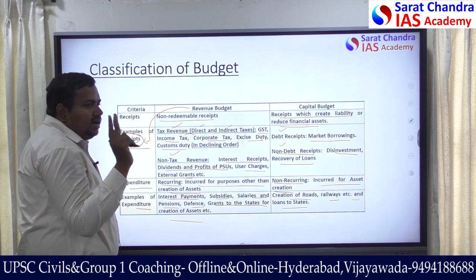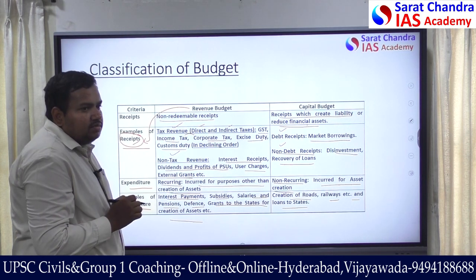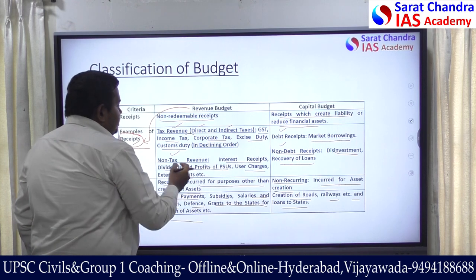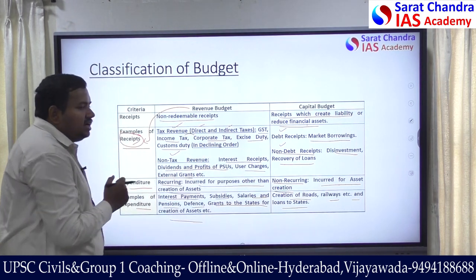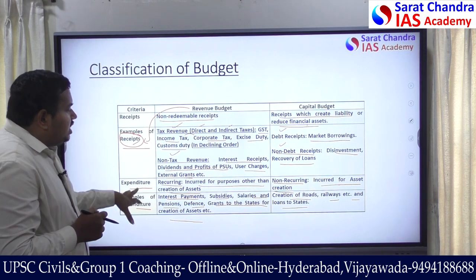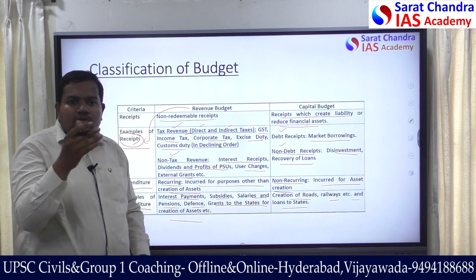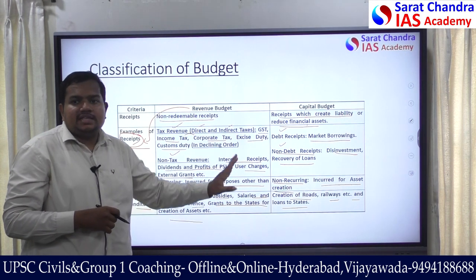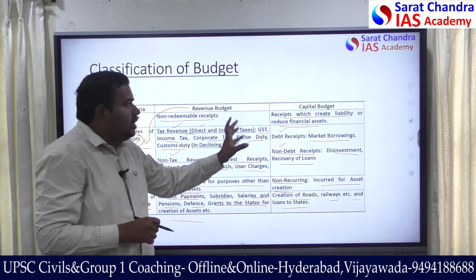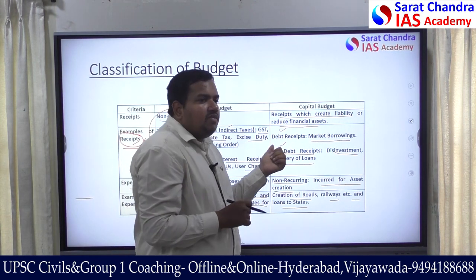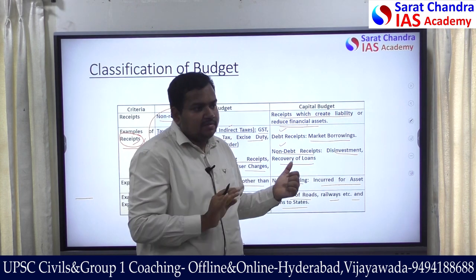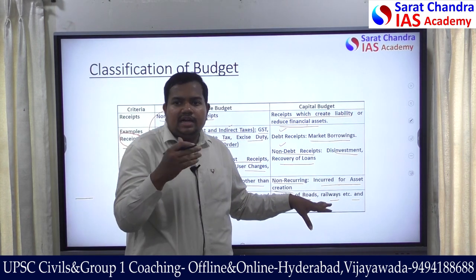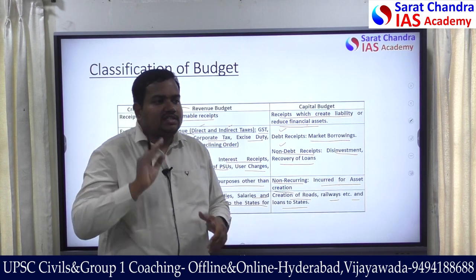Revenue receipts are divided into two types, tax revenue and non-tax revenue. In tax revenue, we will have direct and indirect taxes. In non-tax revenue, we will have interest receipts, dividends and profits from PSUs, user charges and external grants. Similarly, revenue expenditure means expenditure which doesn't create any asset, like payment of interest, subsidies, pensions, salaries, and also grants. Capital receipts are of two types, one borrowing, second recovery of loans or disinvestment. Capital expenditure means it should create an asset, either we create one asset like road, railway, or we provide loans for the states. Okay, fine.